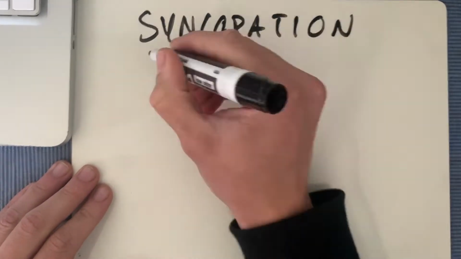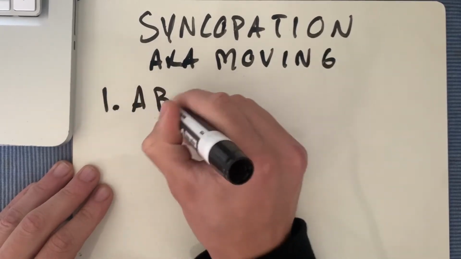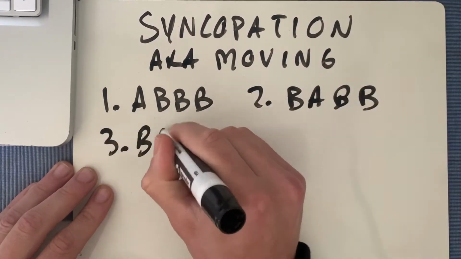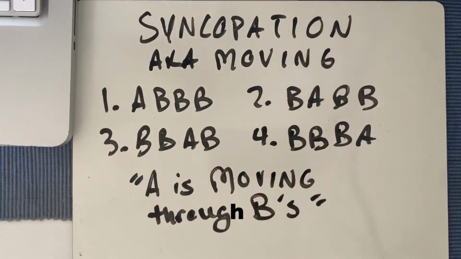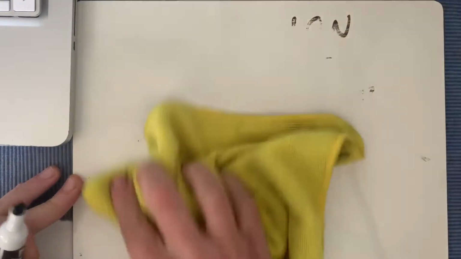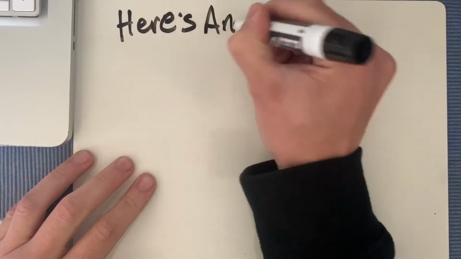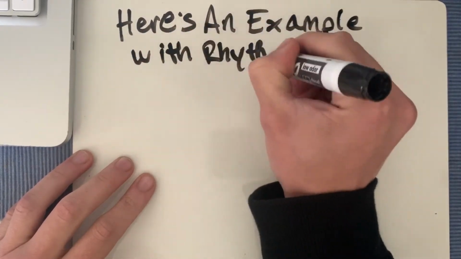In our syncopation grid, we do what's called moving figures through other figures. In this example, A is moving through these B's. So let's take a look at an example with some rhythms.